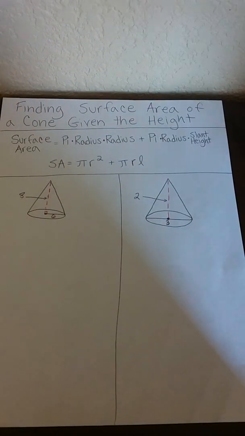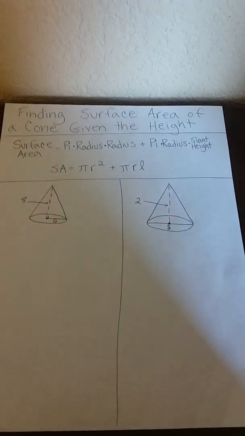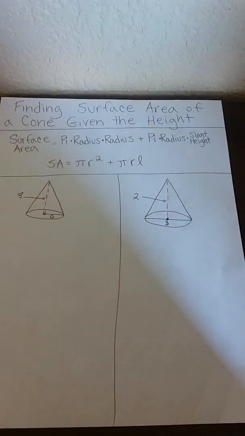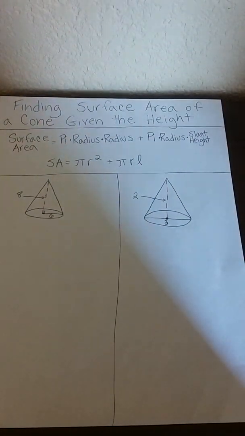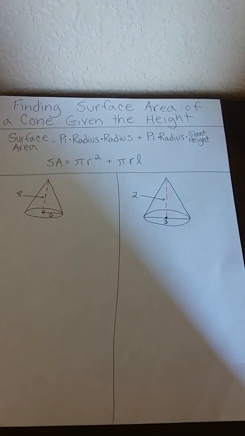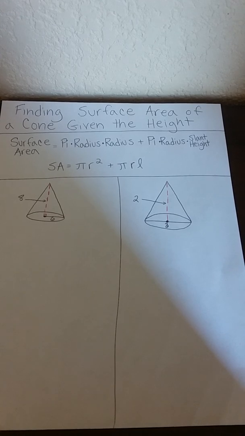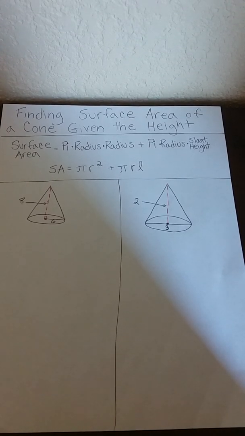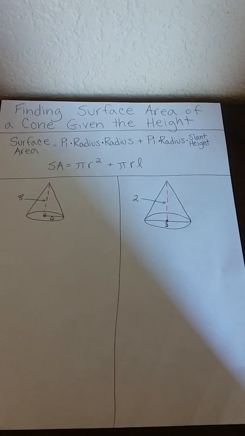Now, our learning goal is finding surface area of a cone given the height. And you'll notice that in this formula, there's no height. There's slant height, but slant height and height are different. What that means is we're going to have to do an extra step and find the slant height before we can actually use this formula.